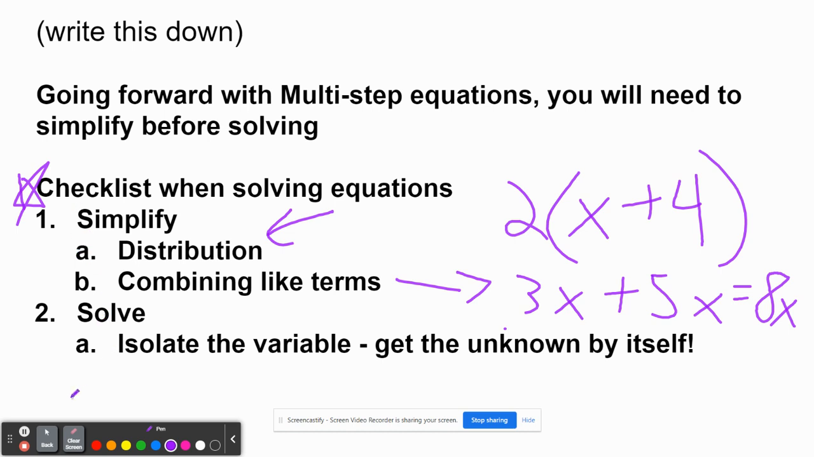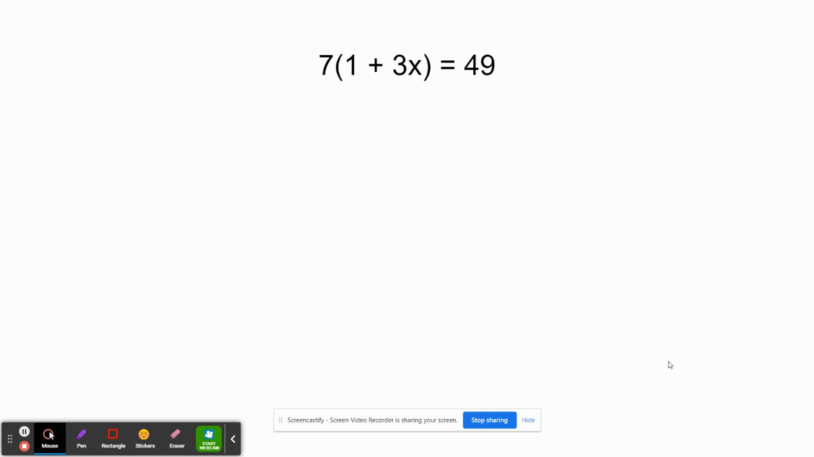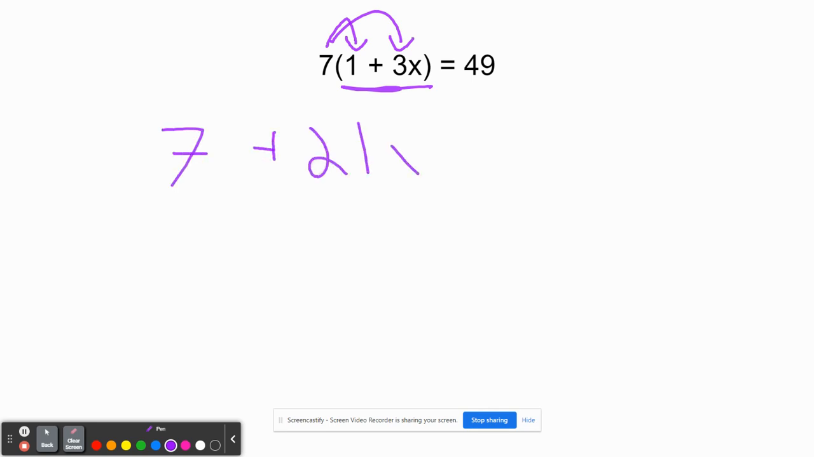Once you've simplified as much as you can, you'll want to solve. Isolating the variable, get the unknown by itself, on one side of the equal sign. Here's an example. Here we have 7 times (1 plus 3x) in parentheses equals 49. We always want to try and do our parentheses first, but in this situation there's no like terms inside. So we're going to distribute this 7 to both terms inside the parentheses. 7 times 1 is 7. 7 times 3x is going to be a positive 21x, equals 49.